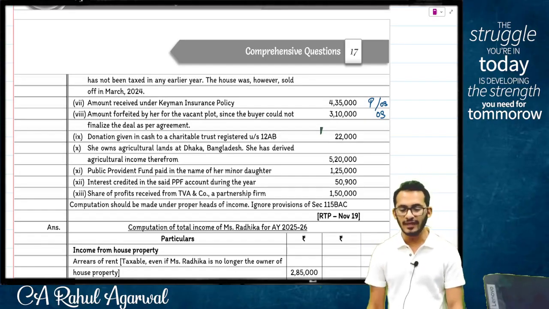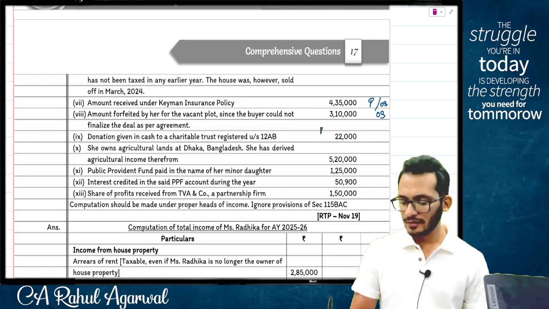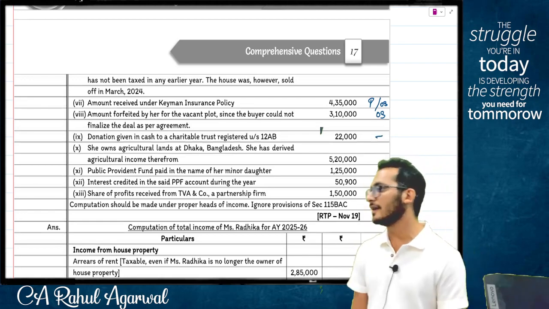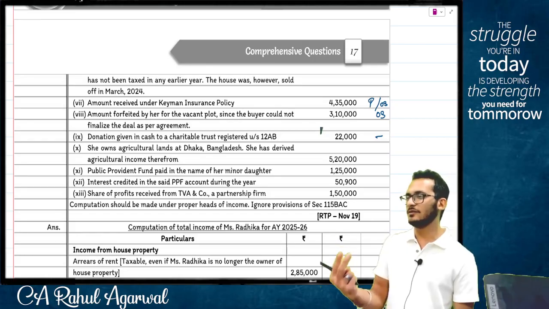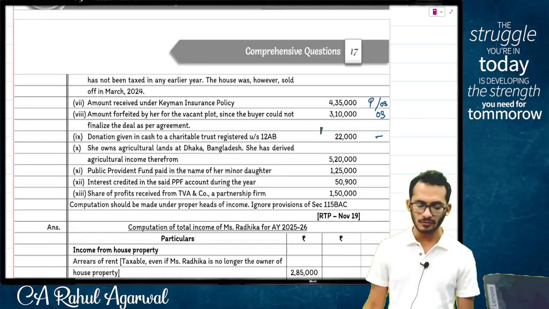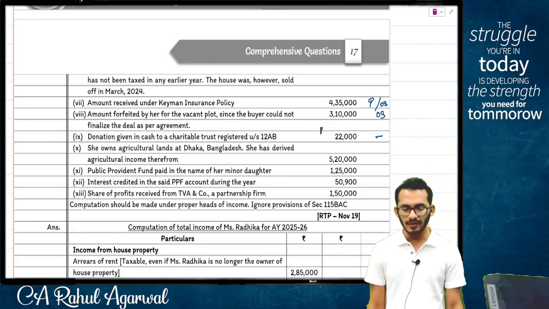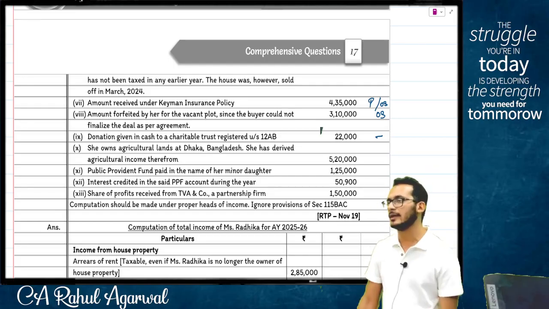Donations given in cash to a charitable trust registered under 12AB, 22,000. Very good. This is 80G, but not allowed as deduction because paid in cash exceeding 2,000 rupees. People, exceeding 2,000 rupees. Now, can you claim deduction for 2,000? Can't claim 2,000 also. She owns agricultural lands at Dhaka, Bangladesh. She has derived agricultural income of 5,20,000.